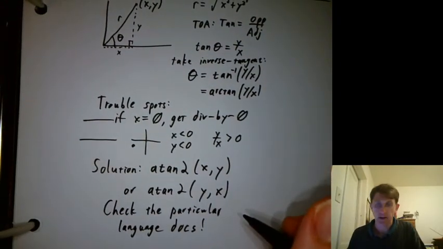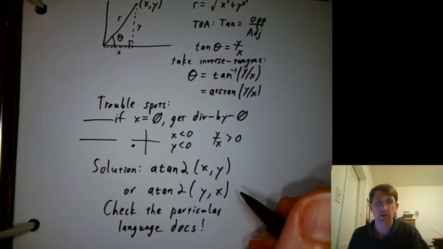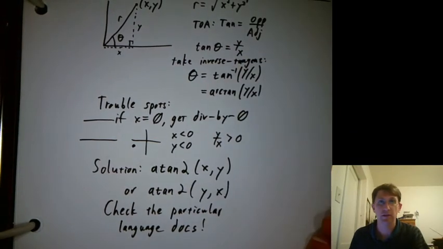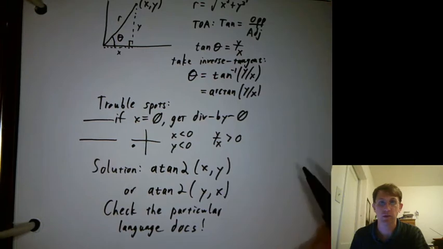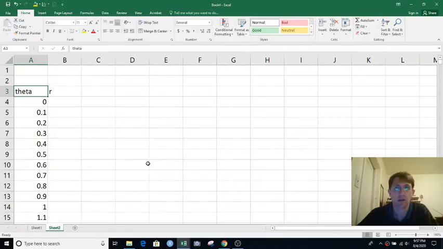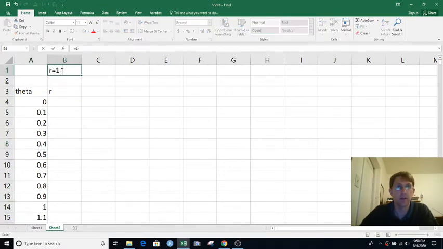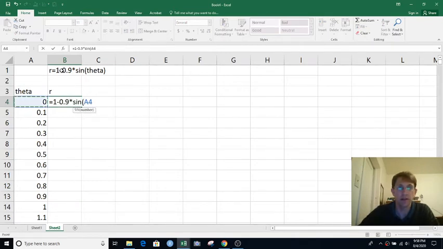So let's go try that in Excel, because all this, you need to do stuff in Excel because it can't do polar coordinates. All right, here we are. I've got a bunch of thetas laid out. Let's do r equals 1 minus 0.9 times sine theta. We did that before, so we're going to do 1 minus 0.9 times sine theta.